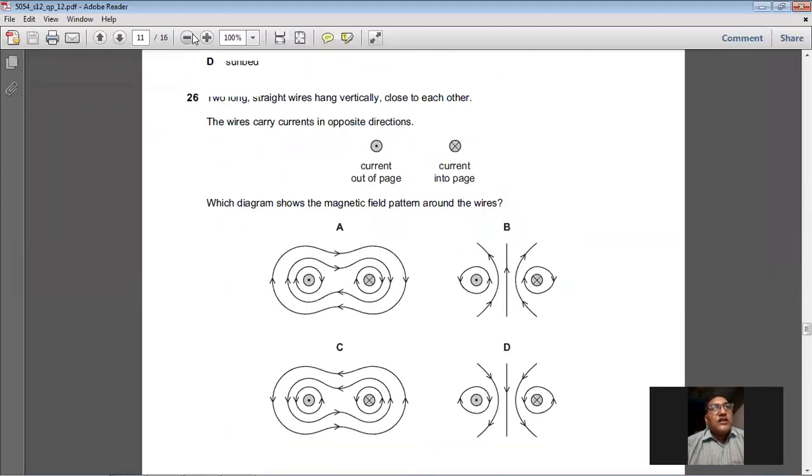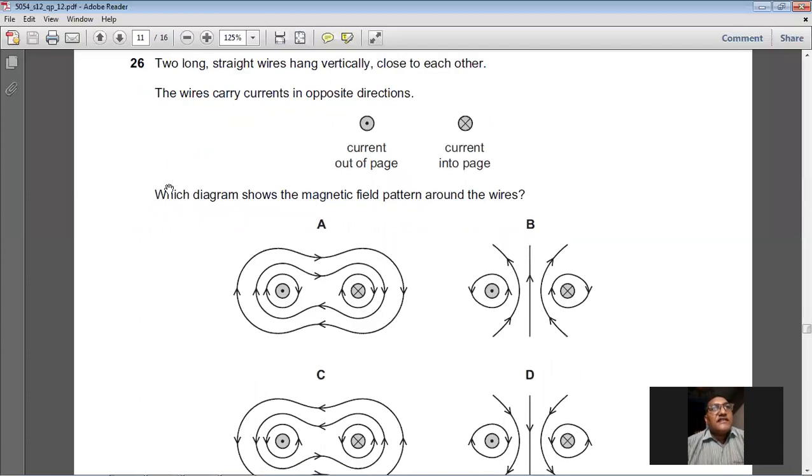Question number 26 is on your screen. It says, two long straight wires hang vertically close to each other. The wires carry current in the opposite direction. So here are the two wires. They are parallel to each other. This dot means that the current is coming out of the page, and this cross means that the current is going into the page.